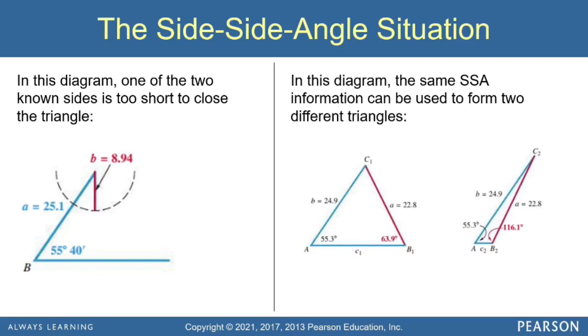And here's an example where side-side angle formed two different triangles. Notice here we have side A equal to 22.8, side B equal to 24.9, and angle A is known to be 55.3. So side-side angle formed an acute triangle here, but that same information forms an obtuse triangle if we just swing side B over this way. So you see that we got two different triangles here using the same side-side angle information. So you can see that the SSA situation can be a little tricky.